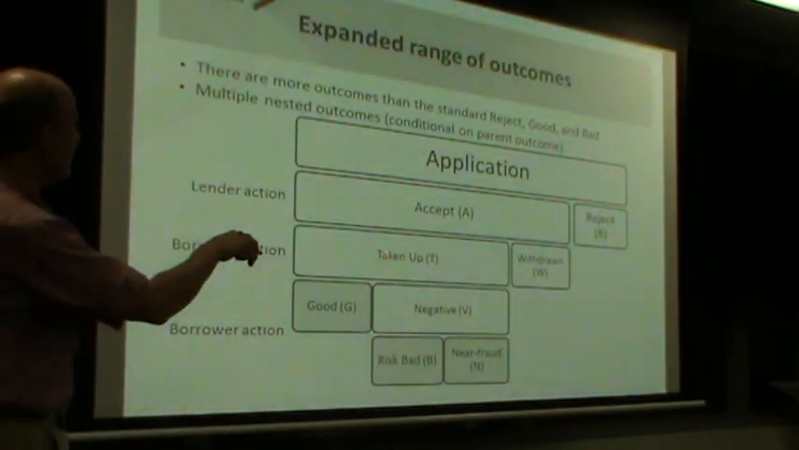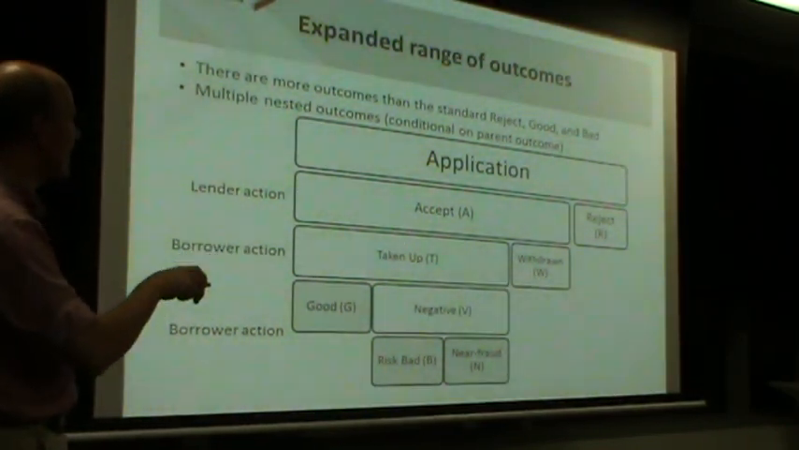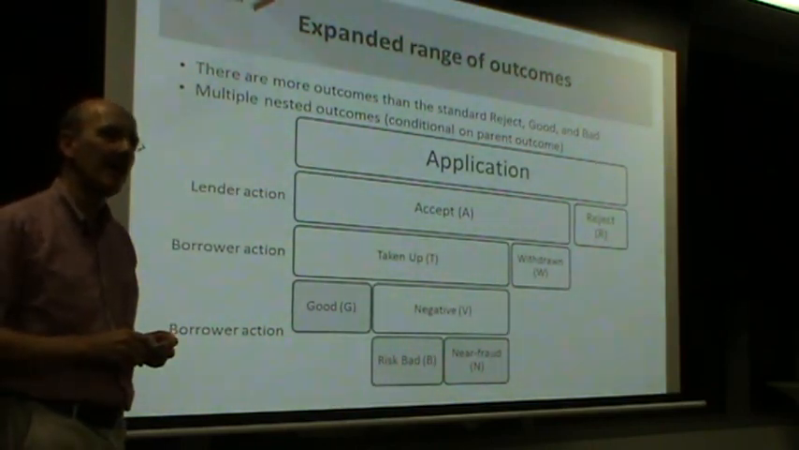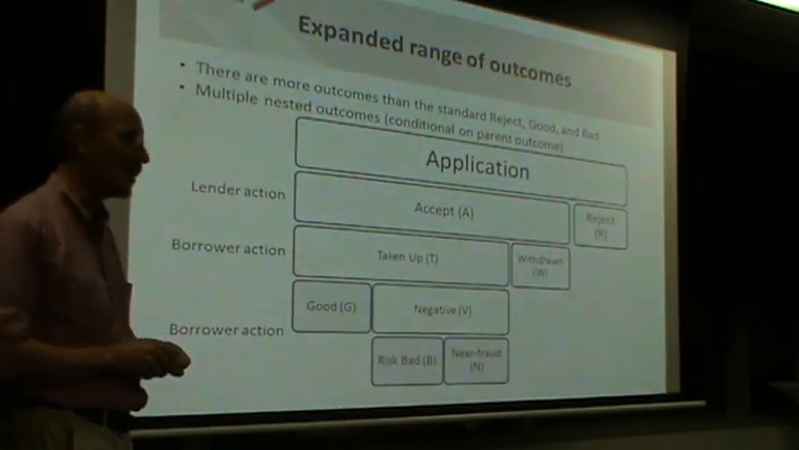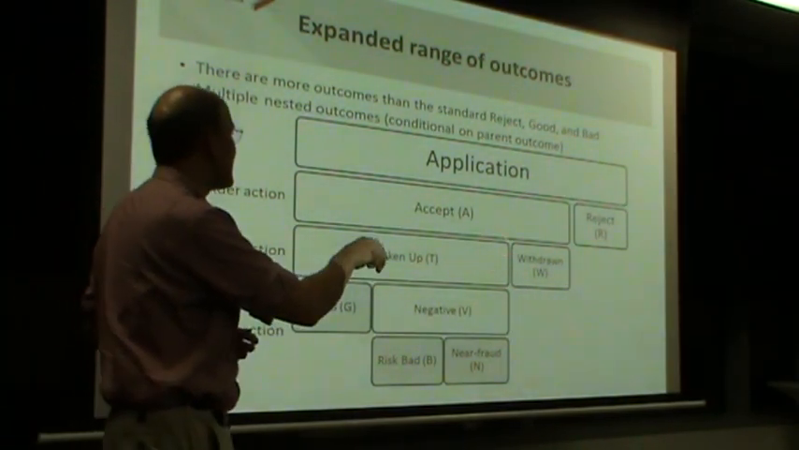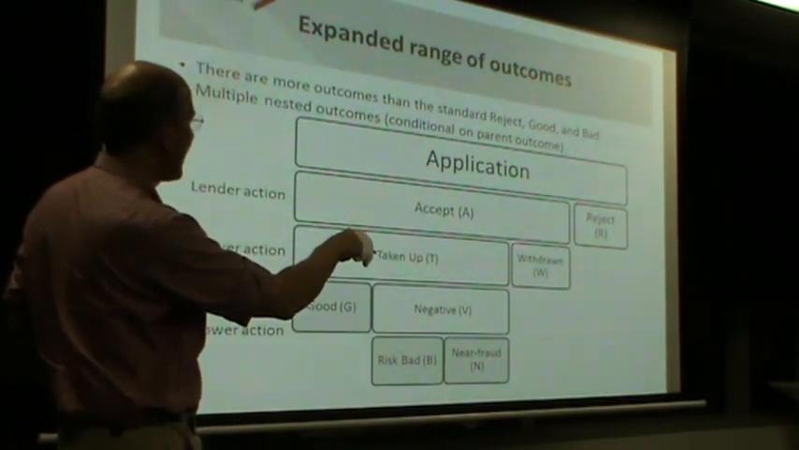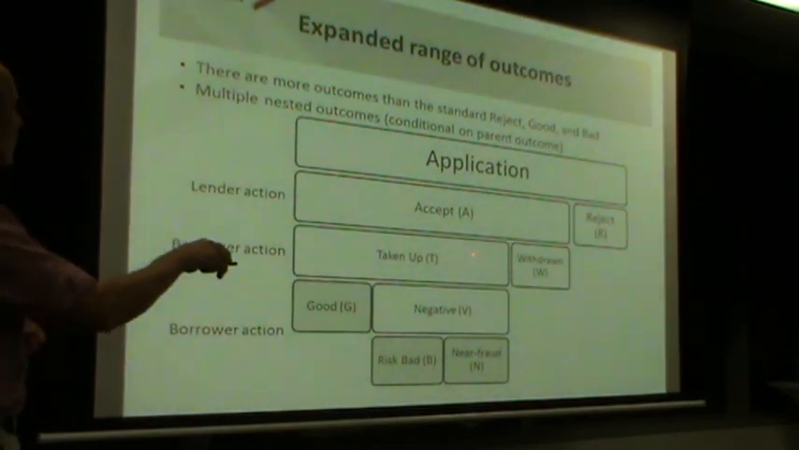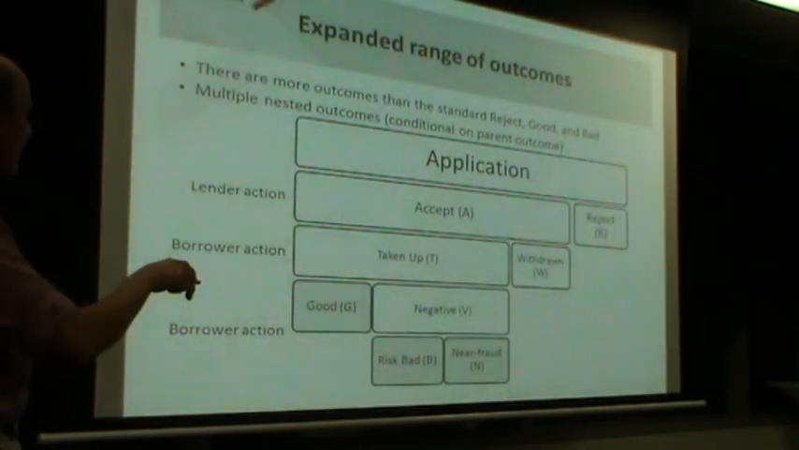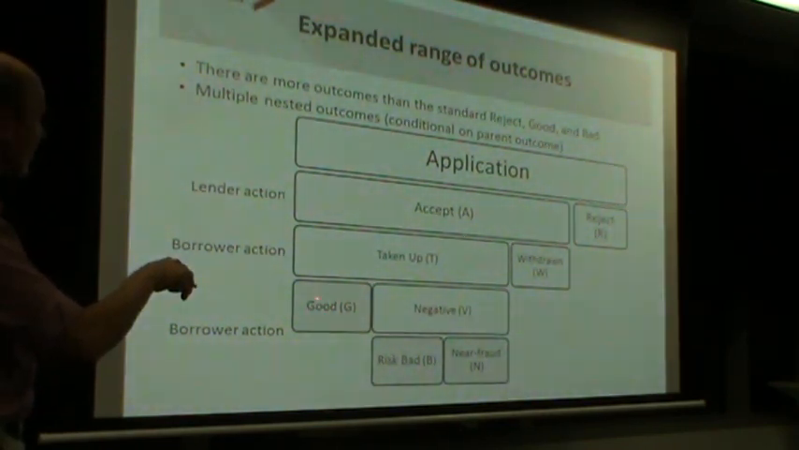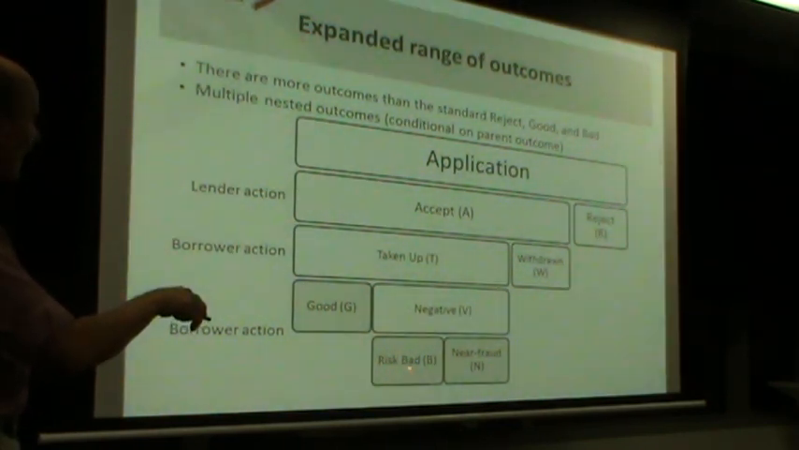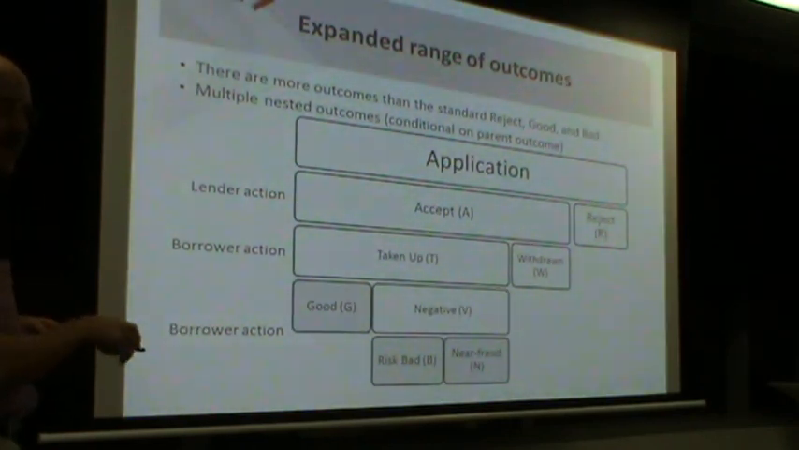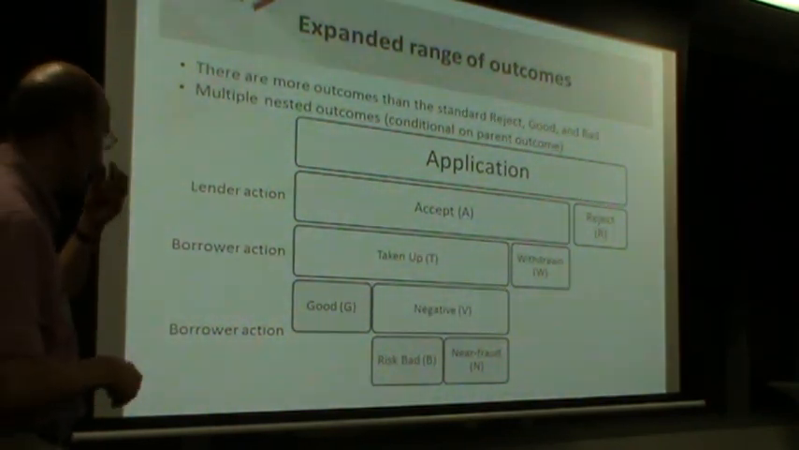Then the borrower might have been accepted, but they might say, no thanks, I've changed my mind, or no thanks, I've got a better offer elsewhere, whatever you like. So some portion of the accepted applications will be withdrawn by the borrower. Then the rest are taken up. Now, once they've been taken up, you can end up with these outcomes, which are either good or bad. And you can also get various sorts of frauds happening as well.